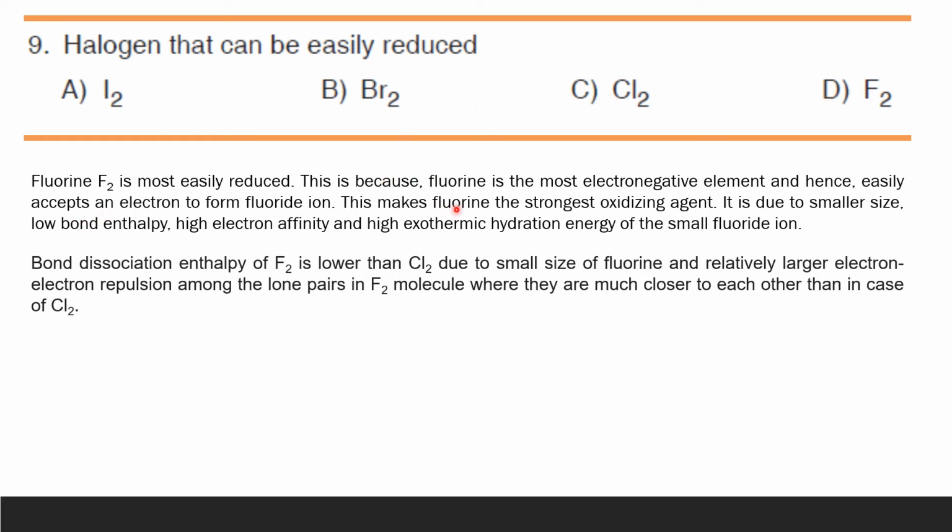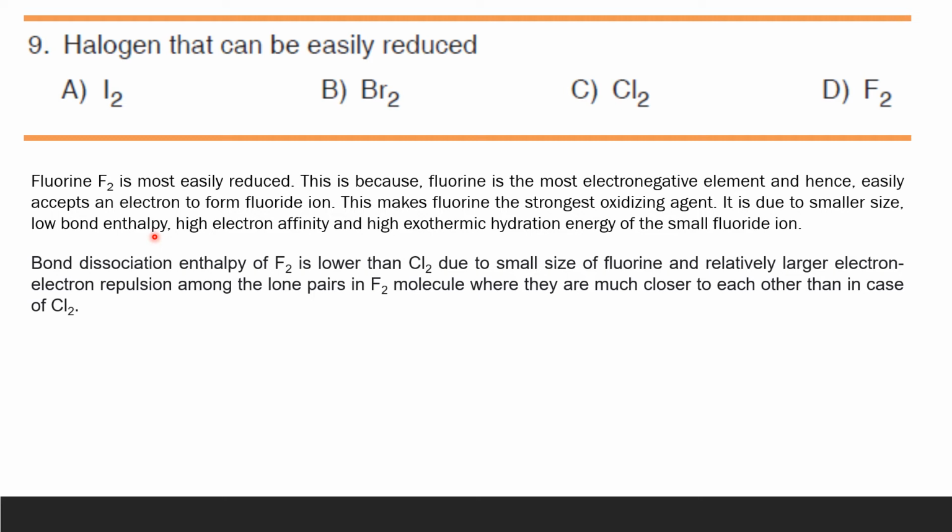That is because fluorine is the most electronegative element in the periodic table. So it has a very good tendency to accept electron to form the fluoride ion, that is F minus ion. This makes fluorine the strongest oxidizing agent, because an oxidizing agent is a species which undergoes reduction. So why does fluorine have more tendency to accept an electron? That is because it has the highest electronegativity. Other than that, it has smaller size and low bond enthalpy. Low bond enthalpy is the important point regarding this question.